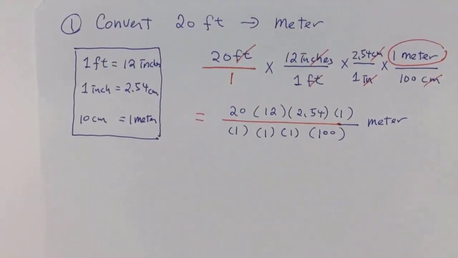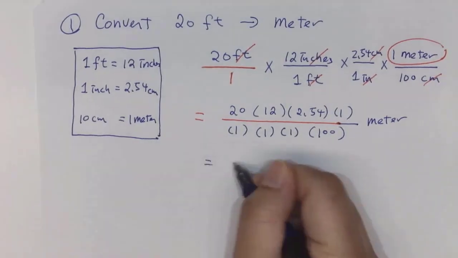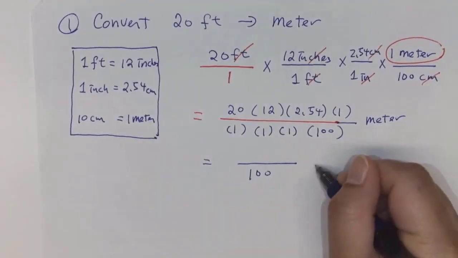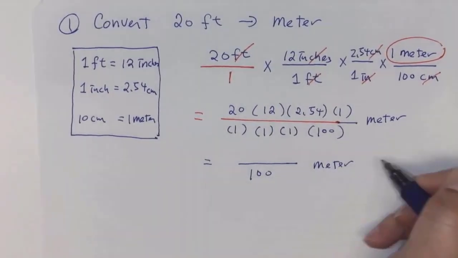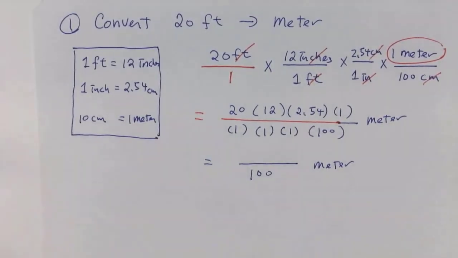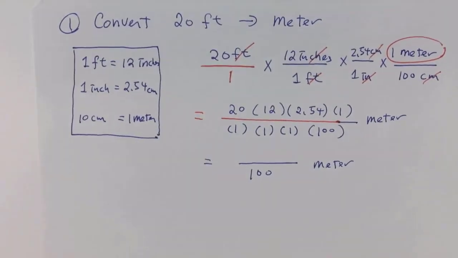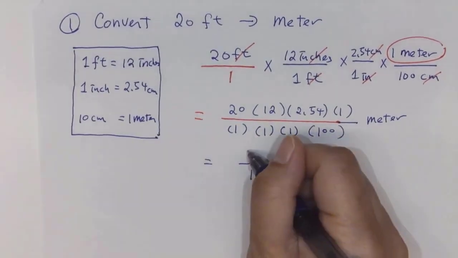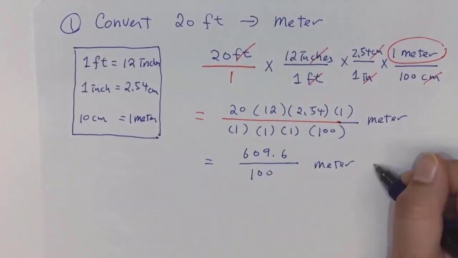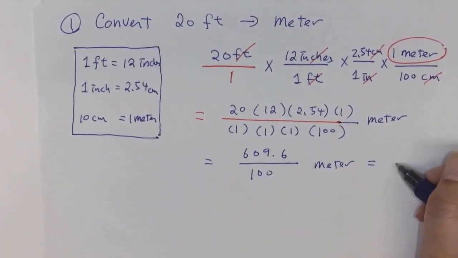Okay, gonna need a calculator. Anybody have a calculator next to you? I know at the bottom is 100. Twenty times 12 times 2.54, 609.6 divided by 100 will be, give me all the decimal places.